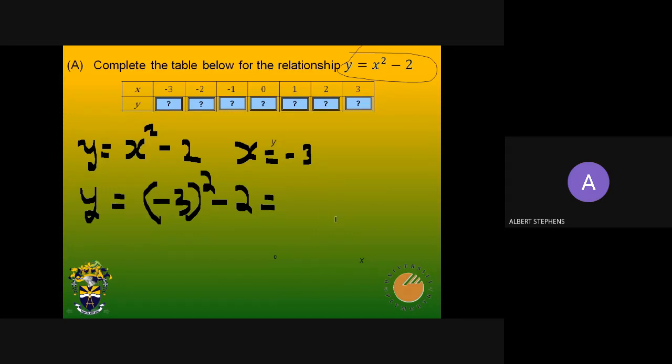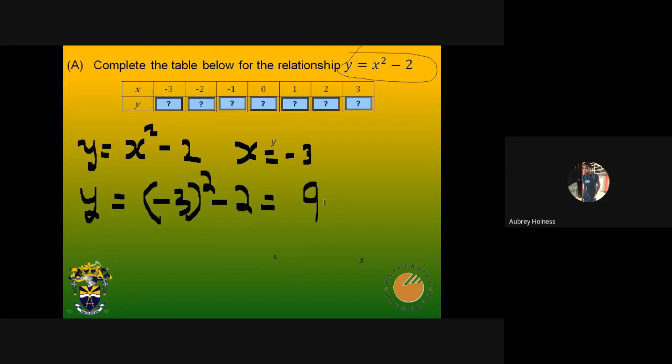Everybody following so far? Yes, sir. All right. What is -3 squared? 9, sir. Positive 9. Positive. Right. Can somebody explain to us why -3 squared is positive 9?